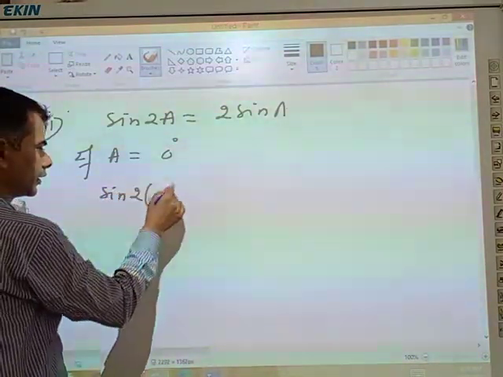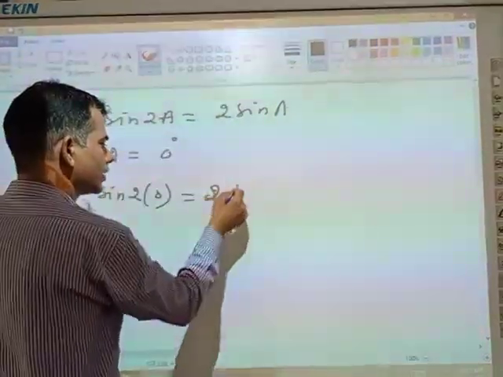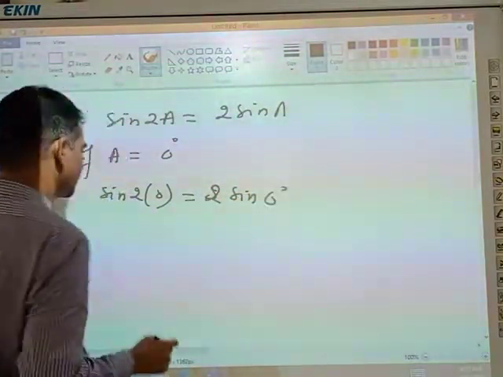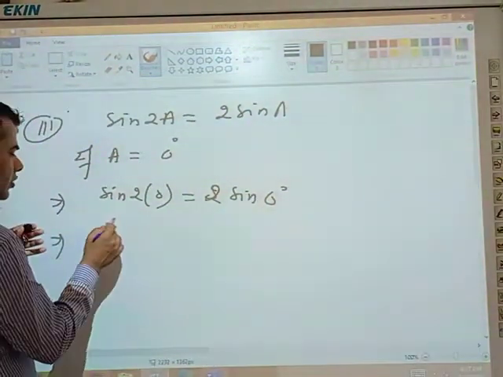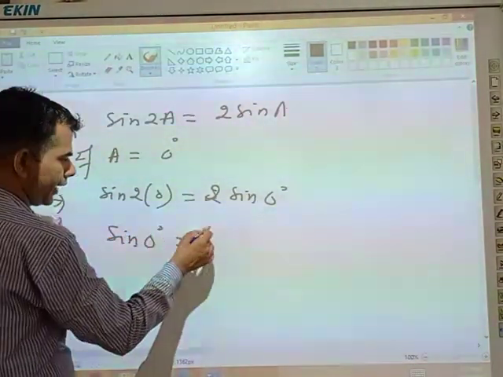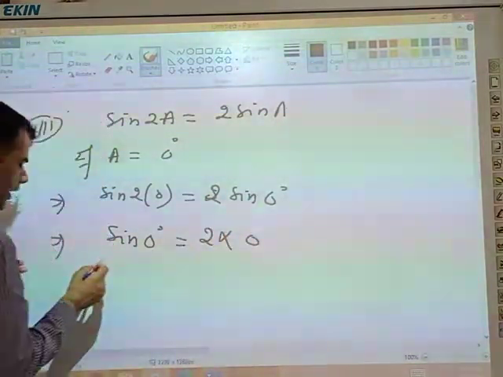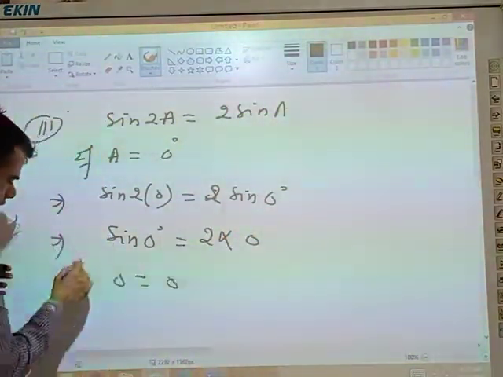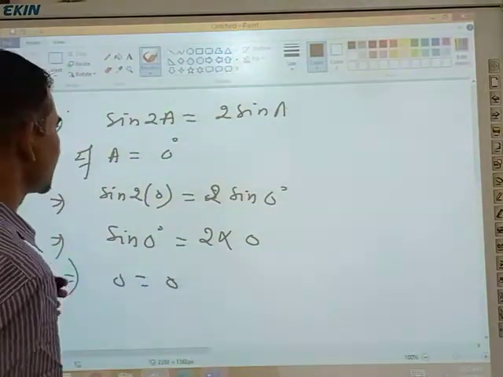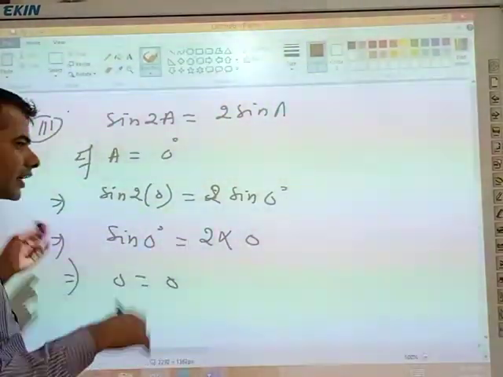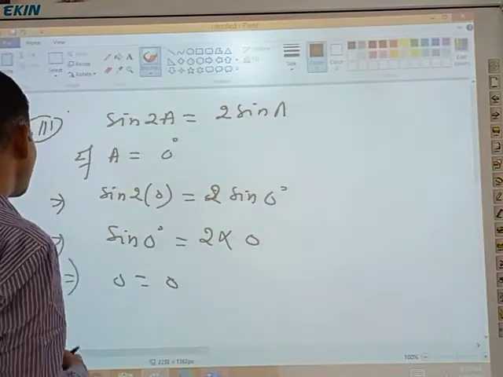Sin 2a, 2 sin of 0 degree. Sin 2 of 0 degree is sin 0, and 2 sin 0. Sin 0 is 0. It becomes 0. So option A is correct. If option A was not correct, then you will put the value of 30 degree. Sin 2 into 30, that is sin 60 degree, 2 sin 30, please check it. But your option A is already correct.